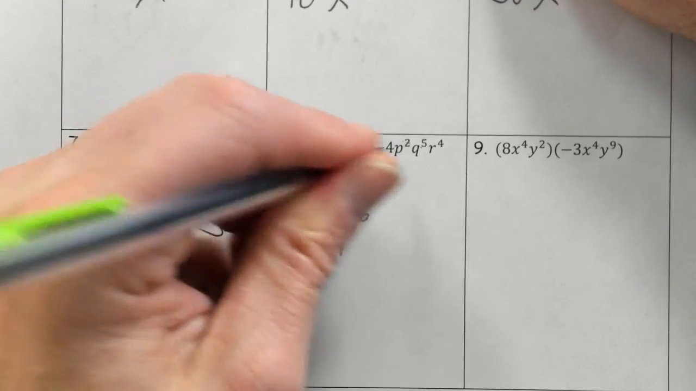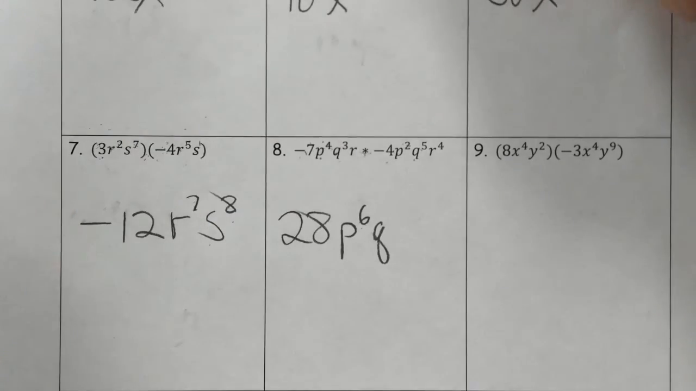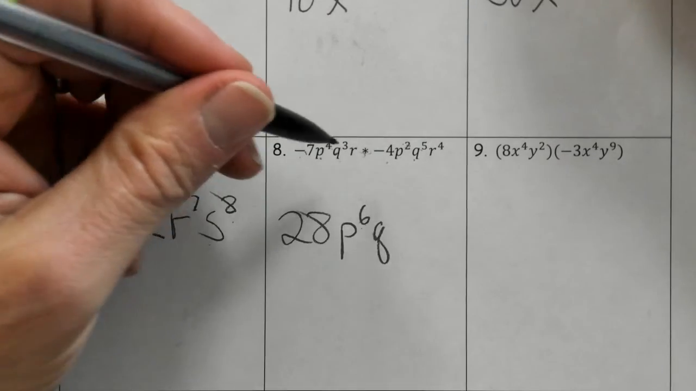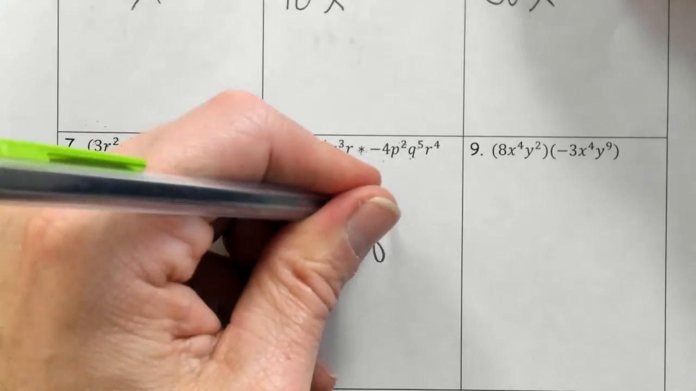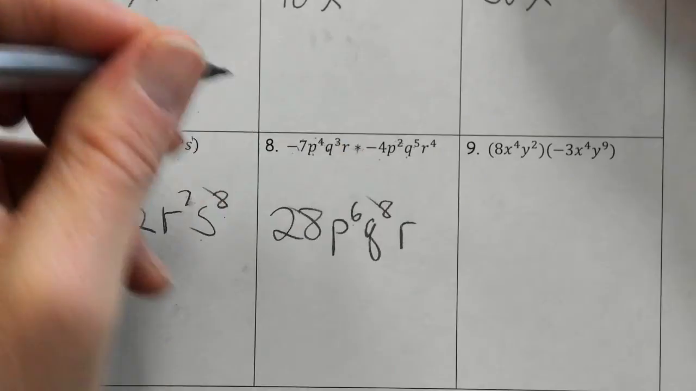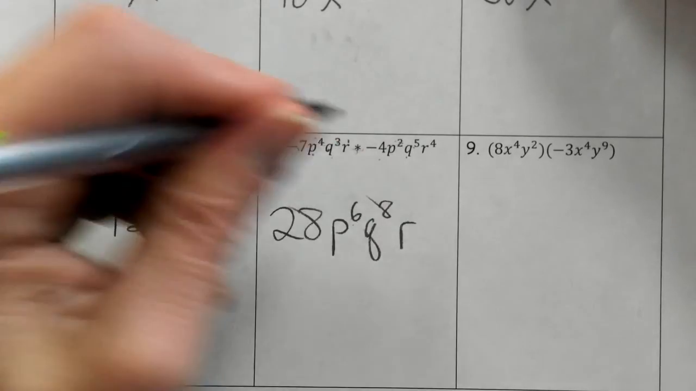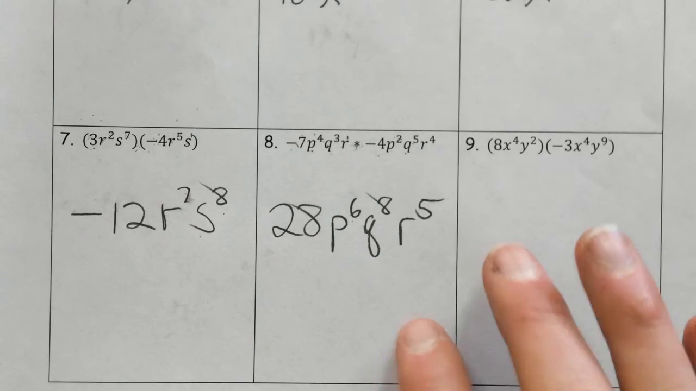Now, the next letter that I come to is q. So this one's got 3 letters to deal with this time. That's fine. Just take them one at a time. q to the 3rd times q to the 5th. 3 plus 5 makes q to the 8th. Then I've got r times r to the 4th. Remember, this r means first power. 1 plus 4 makes 5. r to the 5th. And then that is the correct answer.